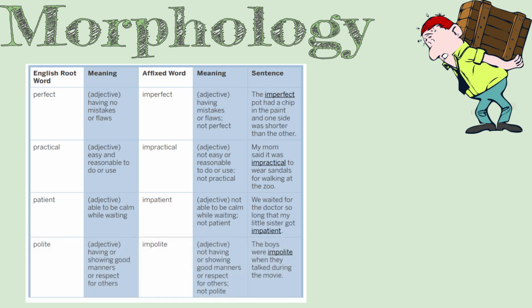Polite is the next word. It's an adjective. It means having or showing good manners or respect for others. Impolite would be the affix word. This time it's still an adjective, but it means not having or showing good manners or respect for others, not polite. The boys were impolite when they talked during the movie. They were not respectful to the others.